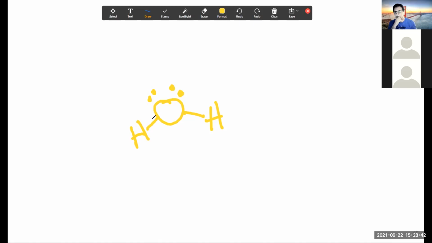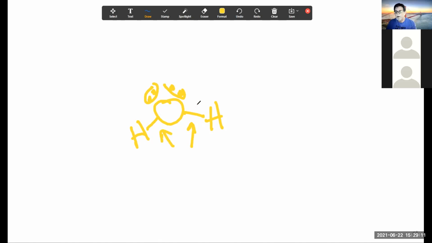So each dot represents an electron. So I got a pair here, and I got a pair here. Now, around the oxygen, there is a total of 8 electrons. 4 of them are not bonded, but 4 of them are bonded. So guess what? The octet has been fulfilled for oxygen in this mode.